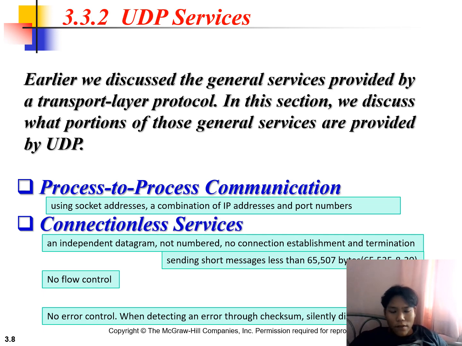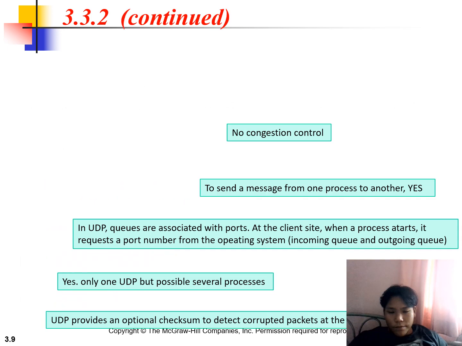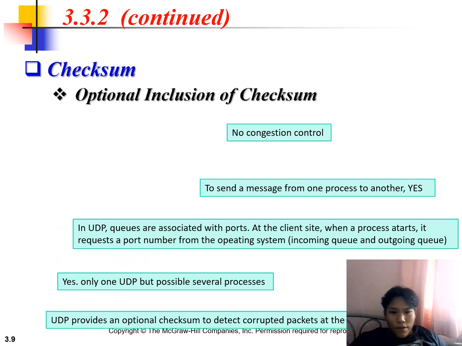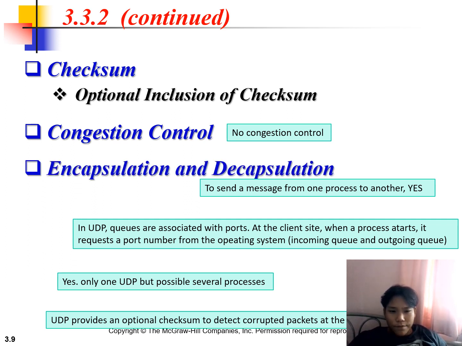Connectionless services: an independent datagram, not numbered, no connection establishment and termination. Sending short messages, just less than 65,507 bytes. No flow control and no error control. Checksum. No congestion control.